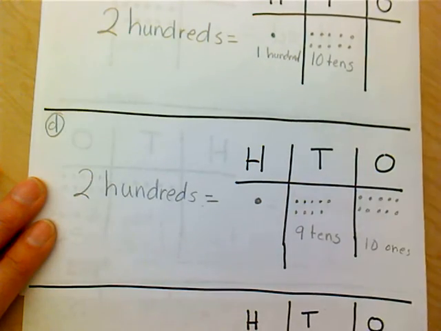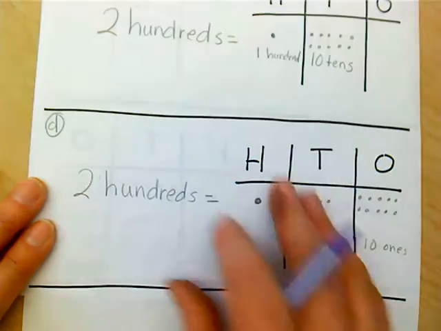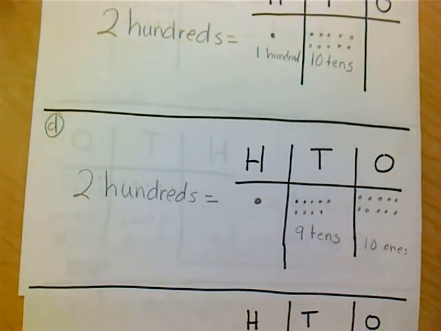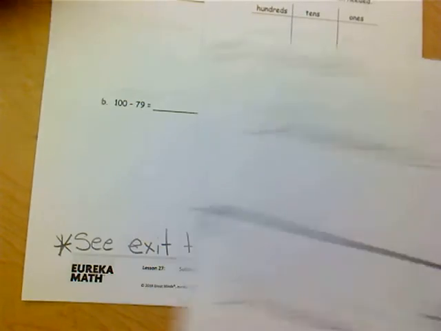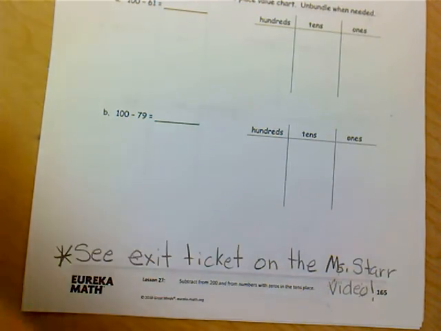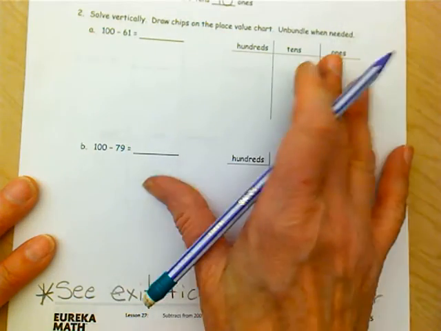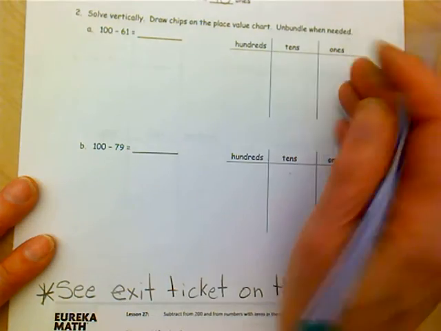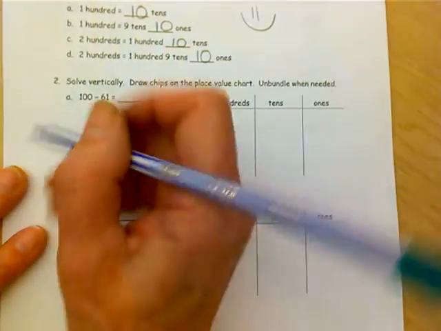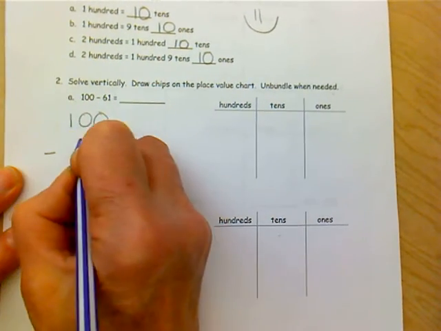All right, so hopefully you were very successful on that part. If you were still a little bit confused, you might want to go back and re-watch Mr. Waldorf talk about that again, drawing out the tens and ones on a place value mat. Now we are going to come down to the next two problems that you needed to solve, and that would be, we're going to solve vertically with the chip model, and we're going to unbundle when necessary. So we are going to change 100 into the vertical model.